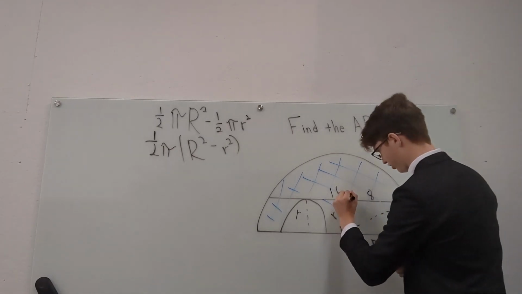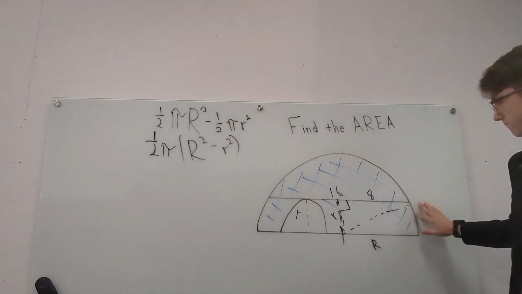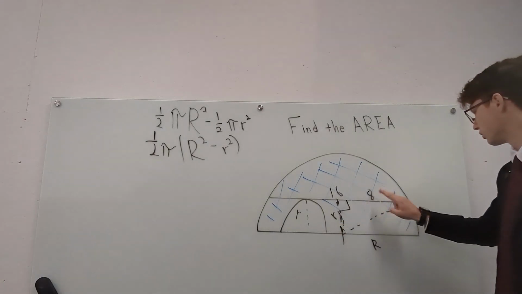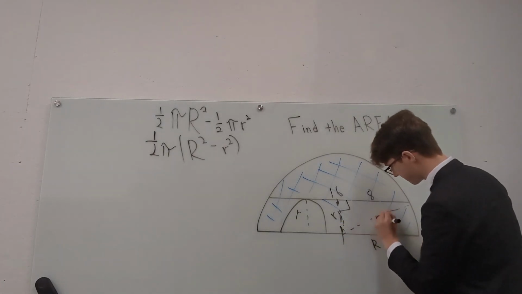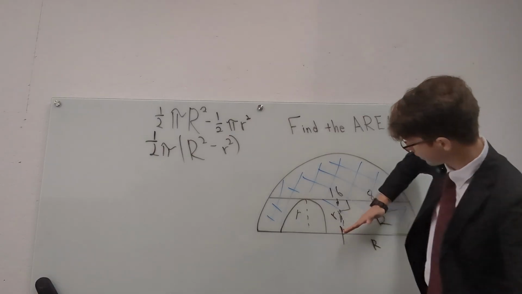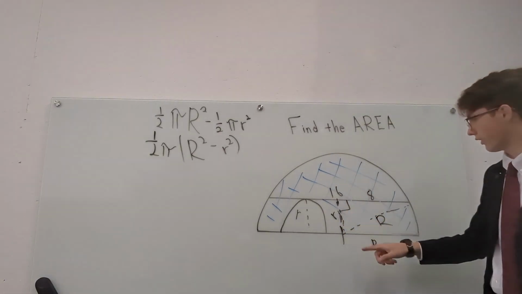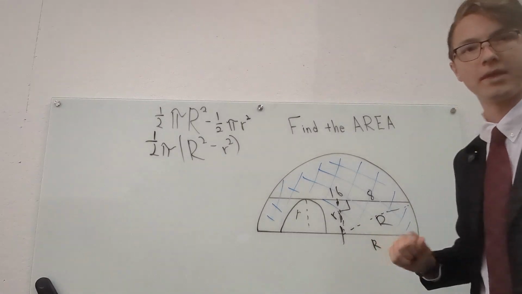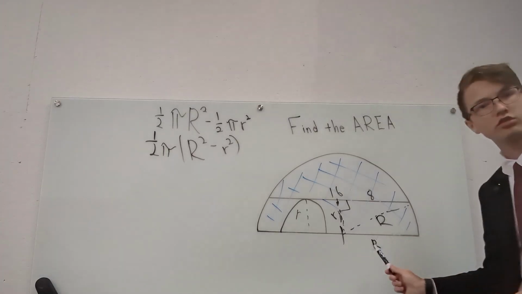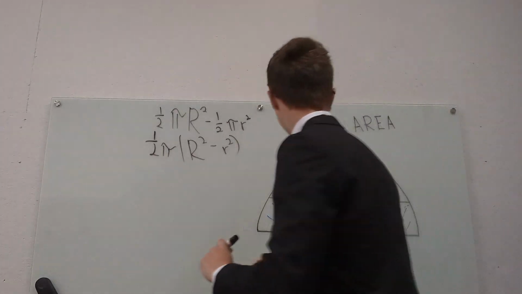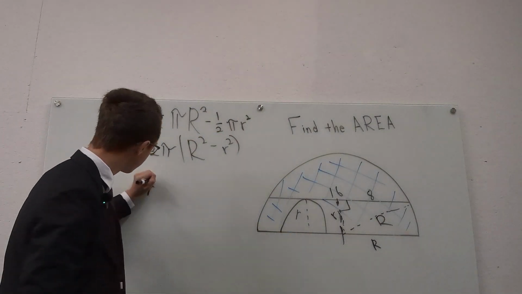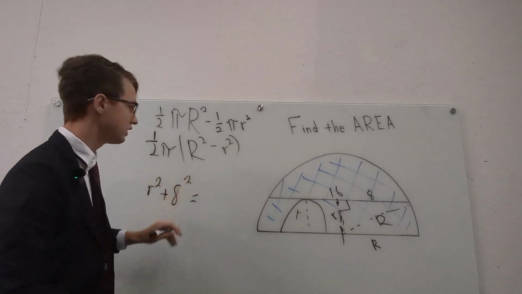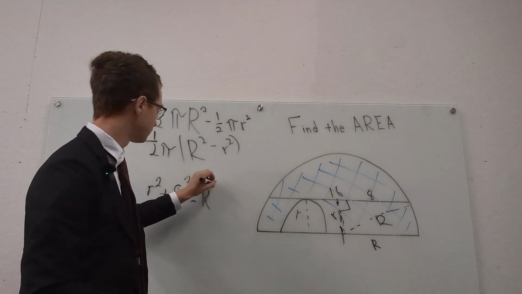So we have a right triangle here, with two legs: leg 1 is r, leg 2 is 8. This will be big R, because this is just a radius. It goes from the midpoint to the outside right there, so that's going to be the radius. Since this is a right triangle, we can apply the Pythagorean theorem, and we can say that little r squared plus 8 squared is equal to big R squared.